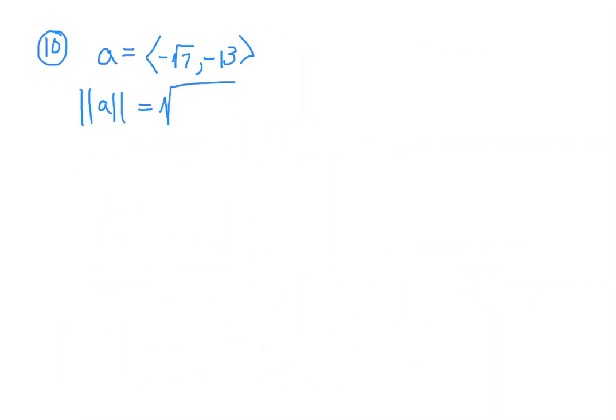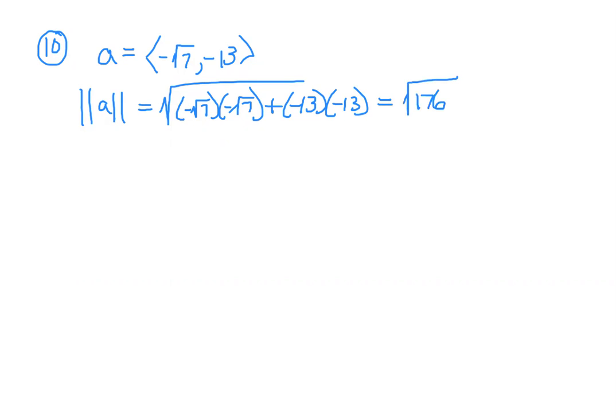Okay, so let's look at number 10. Again, it's basically the same formula. A equals negative square root of 7, negative 13. Finding the magnitude using the dot product, this is going to be negative square root of 7 times negative square root of 7 plus negative 13 times negative 13, and that equals the square root of 176, which is 4 times the square root of 11. That's your answer.